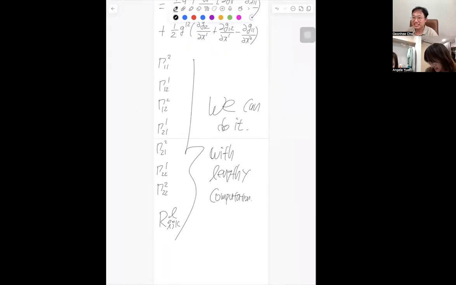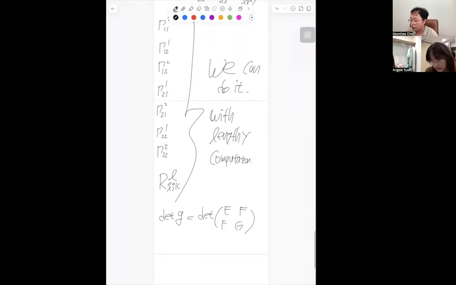And then the determinant of G just means the determinant of E F F G. So this part is already over, because you already know E F F G. This just means E G minus F squared. You get this, so this part is done. The denominator, there's nothing to worry about.